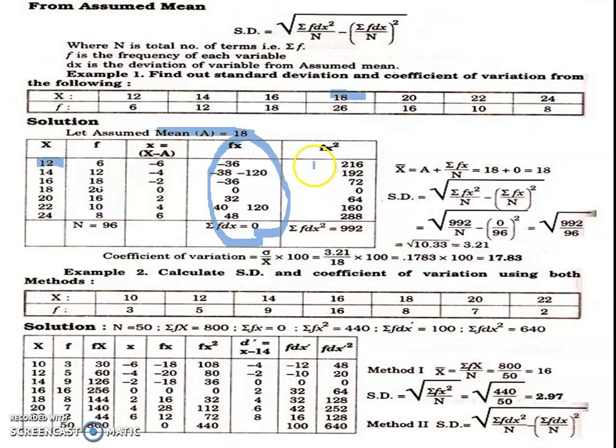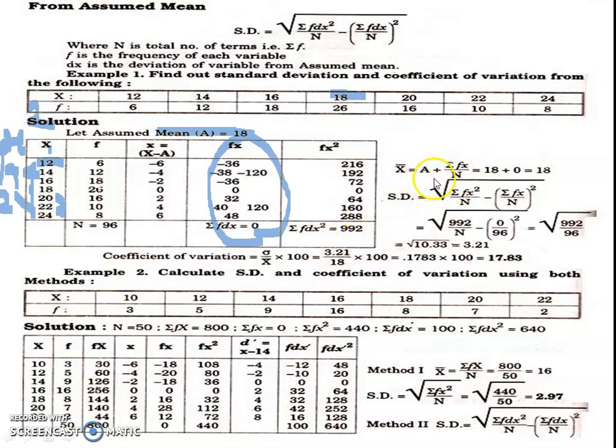Total, we need f into x square. So x square: 12, bracket square is 144. 144 into f, which is 6, is 216. Now the next column, we need the x whole bracket square. And this way we have to multiply x into f. That is 216, 192, 72, 0, 64, 160, 288. So the final answer we find is 992.